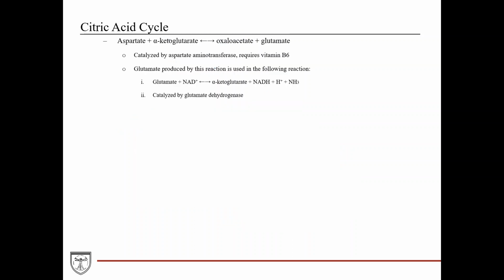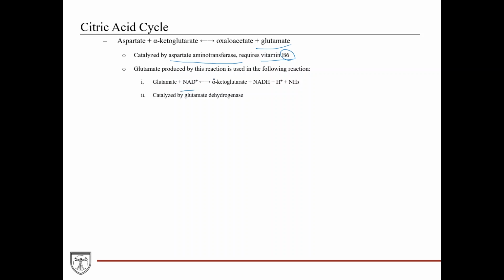You can also form oxaloacetate by combining aspartate with alpha-ketoglutarate, catalyzed by an enzyme called aspartate aminotransferase, which requires vitamin B6. Aminotransferases, as we'll talk about in much more detail in the amino acid metabolism lectures, are very important for amino acid metabolism, but you don't need to know anything really beyond that at this point. We'll go in more depth on those in those lectures, but just to make you aware of that. This also produces a glutamate, and then this glutamate is used in the following reactions.